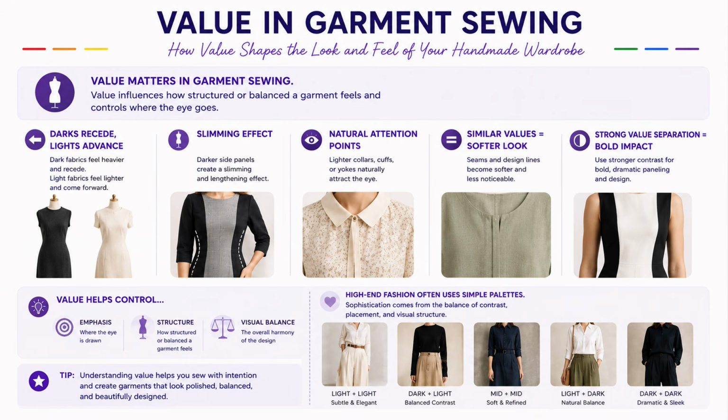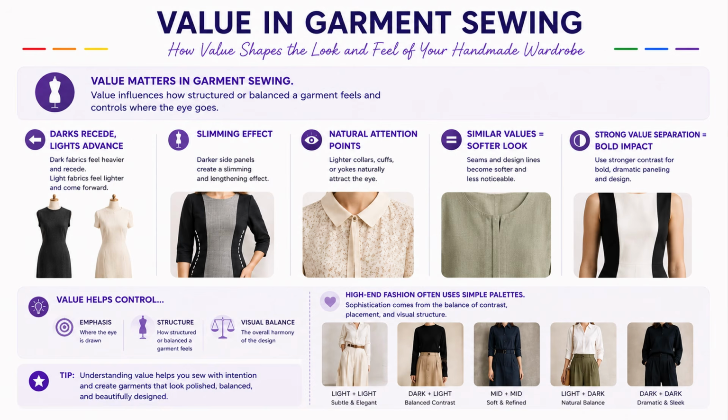Now, while quilters tend to notice value issues more dramatically, this absolutely applies to garment sewing too. Value can influence how structured or balanced a garment feels. For example, dark fabrics tend to visually recede and feel heavier, while lighter fabrics naturally draw attention forward. This is why darker side panels can create a slimming effect. It's also why lighter collars, cuffs, or yokes naturally attract the eye.